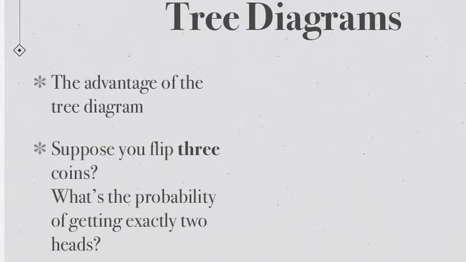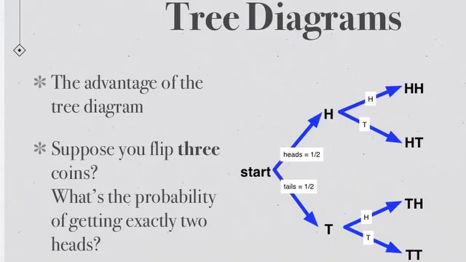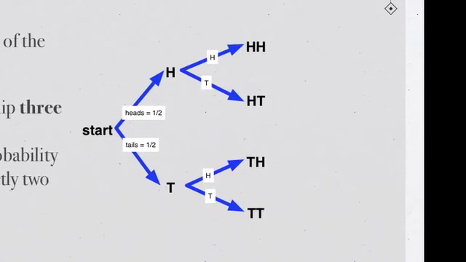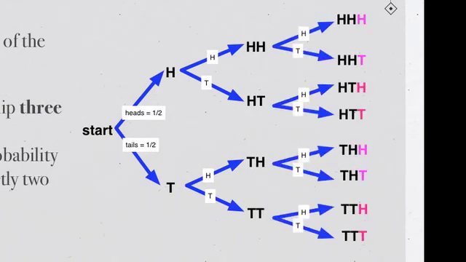Suppose you flip 3 coins. What's the probability of getting exactly 2 heads? So here's the diagram for 2 coins, and we can add a 3rd coin. We can just make a new set of branches for each one of the branches that we had before. And I've put the new flip in red. So the top one is heads, heads, heads, etc. What's the probability of getting exactly 2 heads? Well, we're going to circle those. We're going to find the appropriate outcomes.